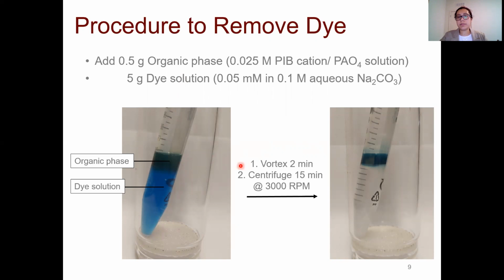I mix it in the vortex, and at 30 seconds of mixing, I start seeing that it looks clear, but I do 2 minutes. Then I put it in the centrifuge for 15 minutes at 3000 RPM. And this is how it looks when I take it out of the centrifuge. The water has been purified, and I analyze this by UV spectrum.